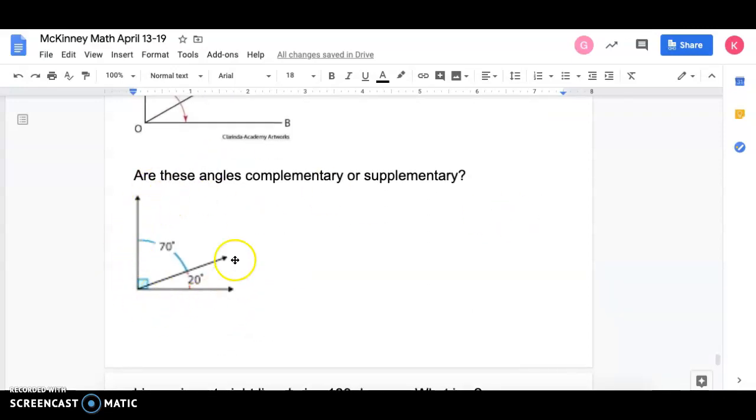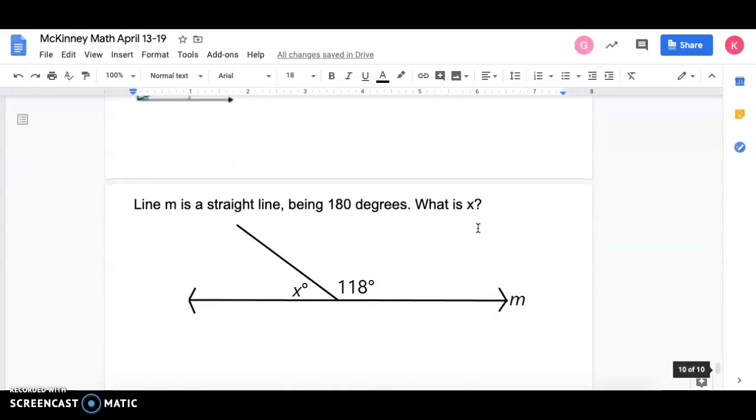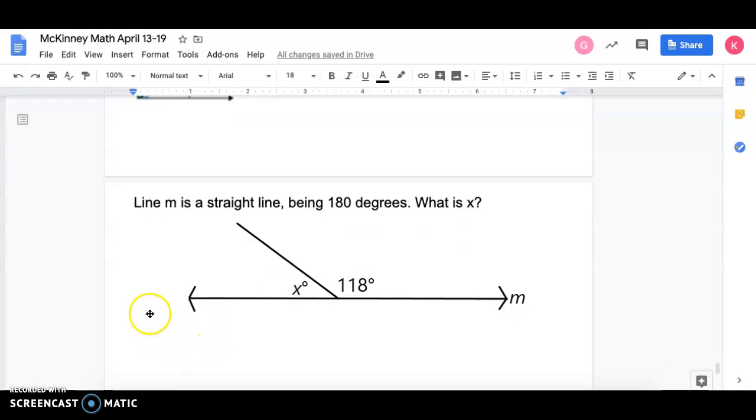So here we have a 70-degree angle and a 20-degree angle. Are these complementary or supplementary? And our very last one, this is line M, and it's a straight line, and that makes it 180 degrees. What is the measurement of X?